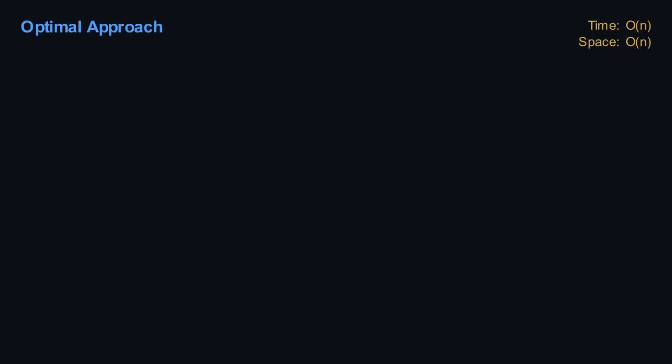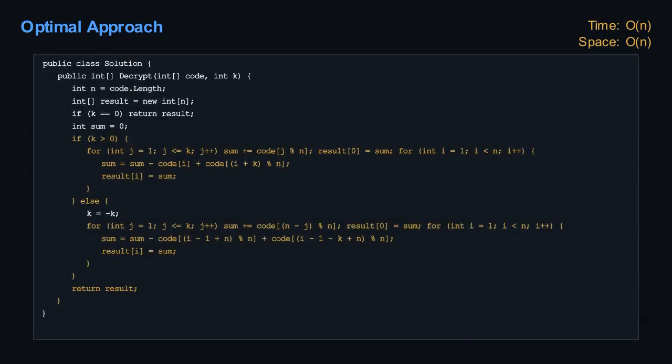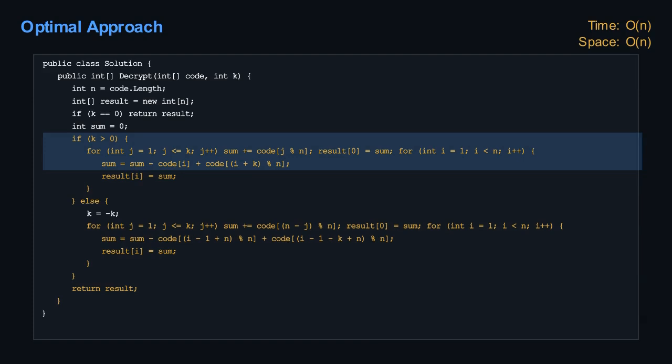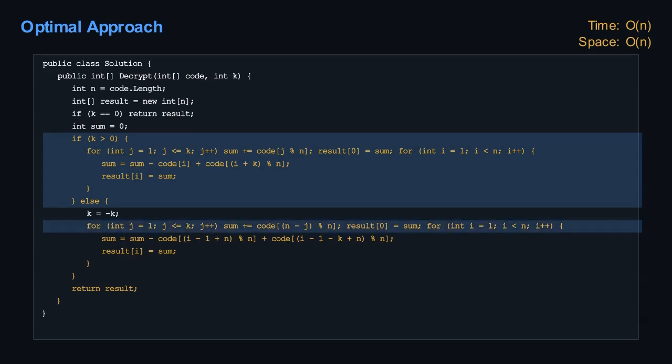better way. The key insight here is using a sliding window. Notice that when we move from calculating the sum for index i to index i+1, most of the elements in our window remain the same. We only need to subtract the element leaving the window and add the new element entering it. This turns repeated full summations into constant time updates.